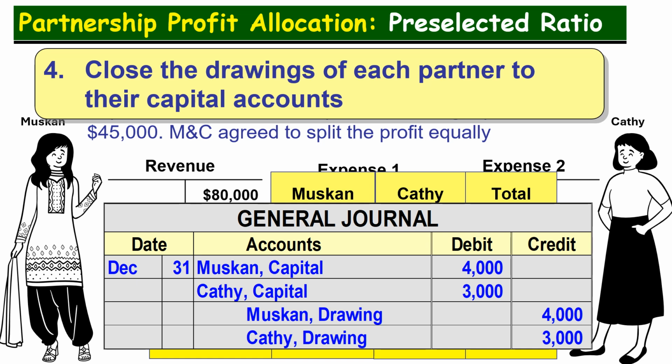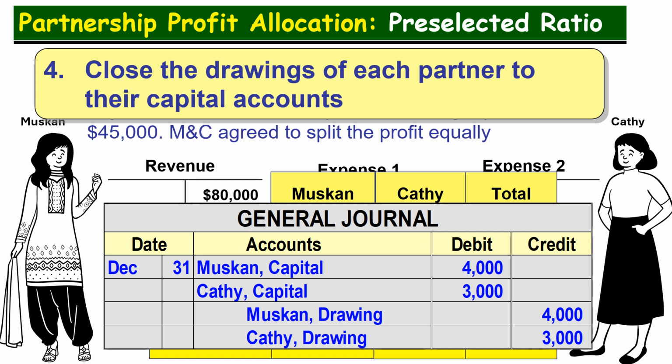So close your revenue and expense accounts to income summary, then prepare a profit schedule to allocate the profit based on the agreed upon ratios. And once you know the profit that is allocated, the next step would be to make the journal entries of the profit to the capital account. And finally, if there are any drawings made by the partners, they will be closed to the capital account as well.